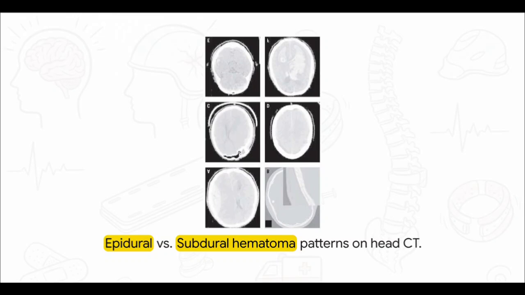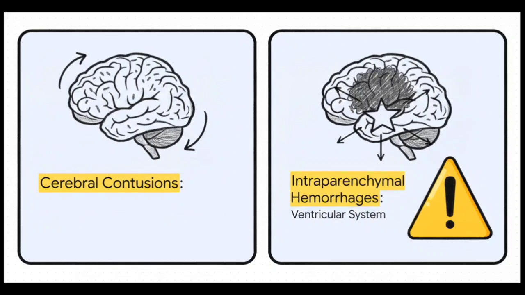Contrast that with an acute subdural hematoma. That one shows up as a hyperdense crescent hugging the curve of the brain, usually from shearing forces tearing delicate bridging veins. Deeper down, cerebral contusions show up as punctate hyperdensities, often in a coup-contrecoup pattern, where the brain basically bounced against the skull base. Intraparenchymal hemorrhages, on the other hand, are larger focal bleeds.